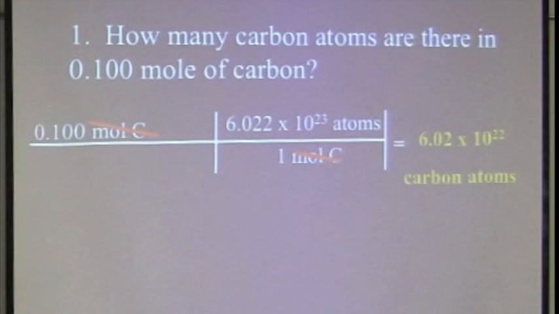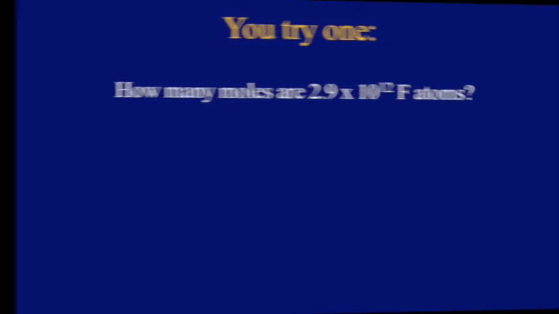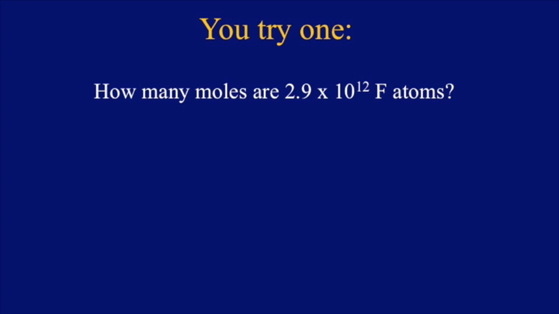In this problem, we started with moles and we figured out how many atoms were present. I'd like you to try one where I give you the number of atoms and you figure out how many moles are present. How many moles are there in 2.9 times 10 to the 12th fluorine atoms? Click pause and work on the problem now.